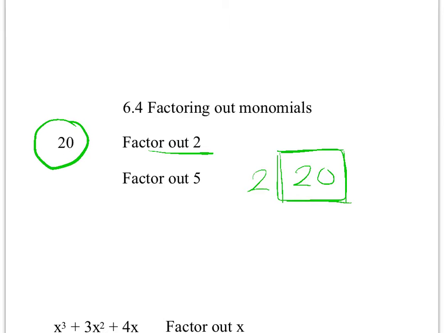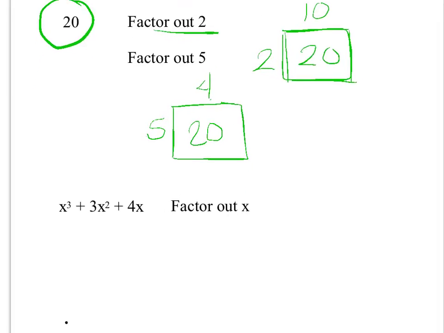And so one of the things we could say, well, this would be 10, obviously, because 10 times 2 is 20. If instead of a 2, I wanted to factor out a 5, well, then this would have to be a 4, because 5 times 4 is 20. So we're going to look at that with polynomials also.